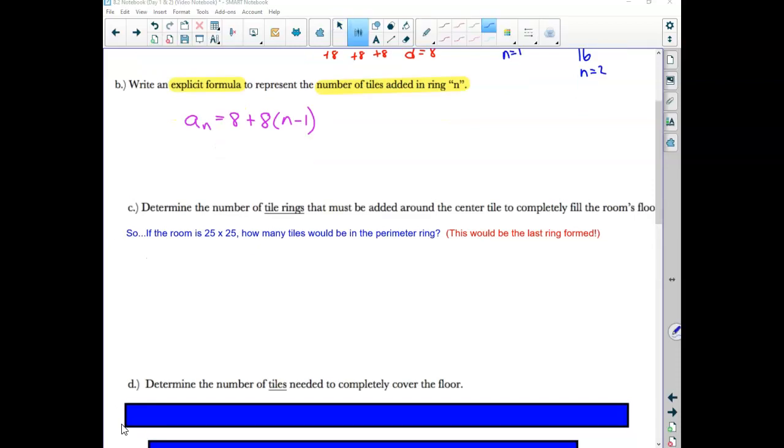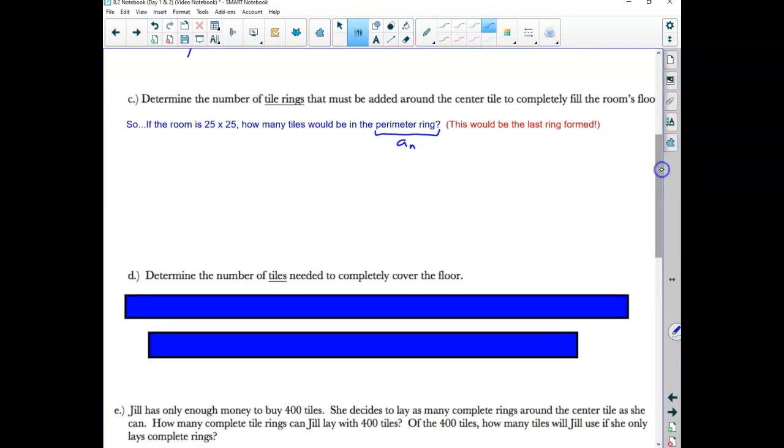Okay, so like I was saying, if I know how many tiles are in my outermost or perimeter ring, that's my A sub n term. That's the last ring I would be putting in the room. Therefore, I could come back to my explicit formula and substitute that number in for A sub n and solve for n, and that's going to tell me how many rings I'm going to have in my room. Okay, well, how the heck do I do that?